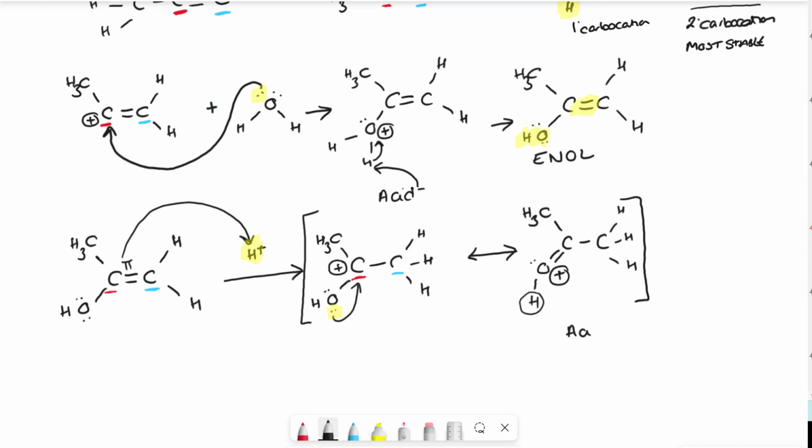So I'm just going to stick with my acid, just because I started with that already. I'm going to say, well, this is going to pick up this hydrogen. So it's forming a bond with hydrogen, and the hydrogen is going to give its electrons back to oxygen.